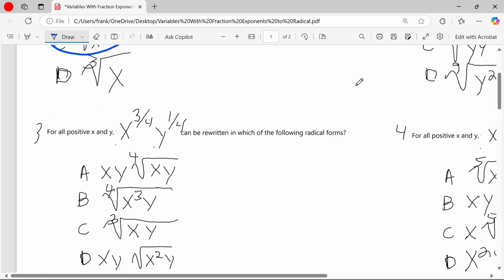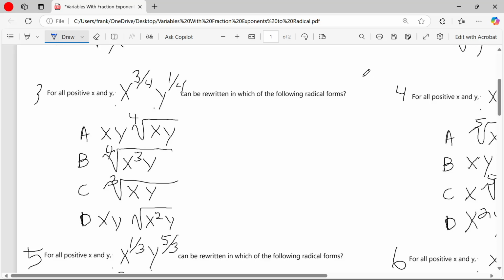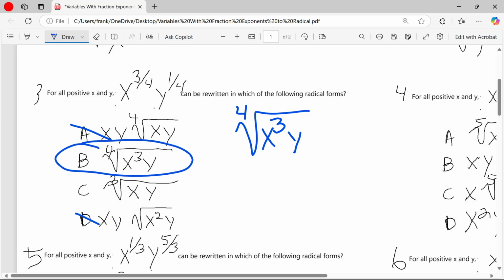Next one. Now I've got 2 fractions, x and y. Neither one has a numerator bigger than the denominator, so nothing should be outside the radical. That means a is out, b is out. It could be c or d. Common denominator, yes. So the denominator is the root, and then keep the powers: y to the 1st, or just y, x cubed y. That is b. C has so much going on wrong. It's got the wrong root, the wrong powers inside the root.